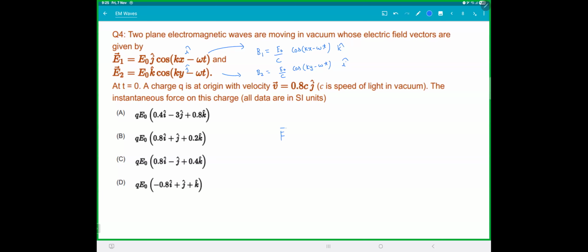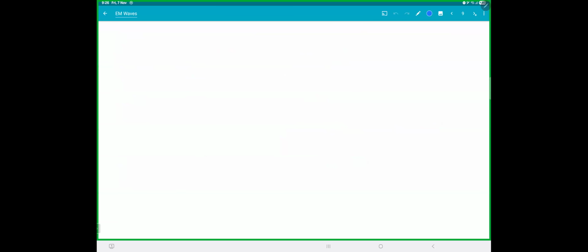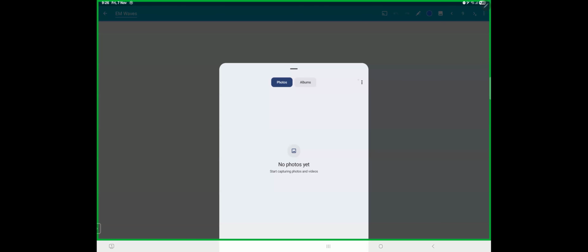Then what is the force on a moving charge? Q into the electric field, E1 bar plus E2 bar, plus Q into V bar cross B1 bar plus B2 bar. Remember this? This is called the Lorentz force. Do you remember the word? Then you have to find that. So that is what he's asking when he says the net force. Right? So let me show you the full working.